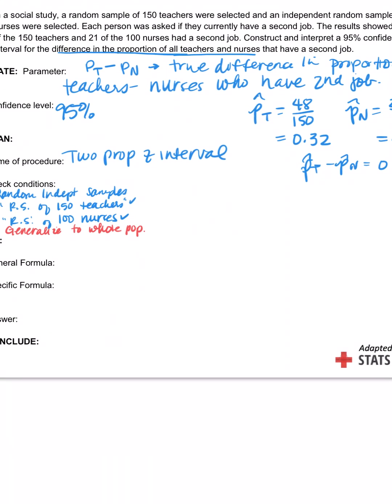All right, next would be our 10% rule. So is 150 less than 10% of teachers? I think so, yes. And is 100 less than 10% of all nurses? Let's hope so, right? Why do we do this? Because sometimes we sample without replacement, and that's why we have to check to make sure our sample is small enough.